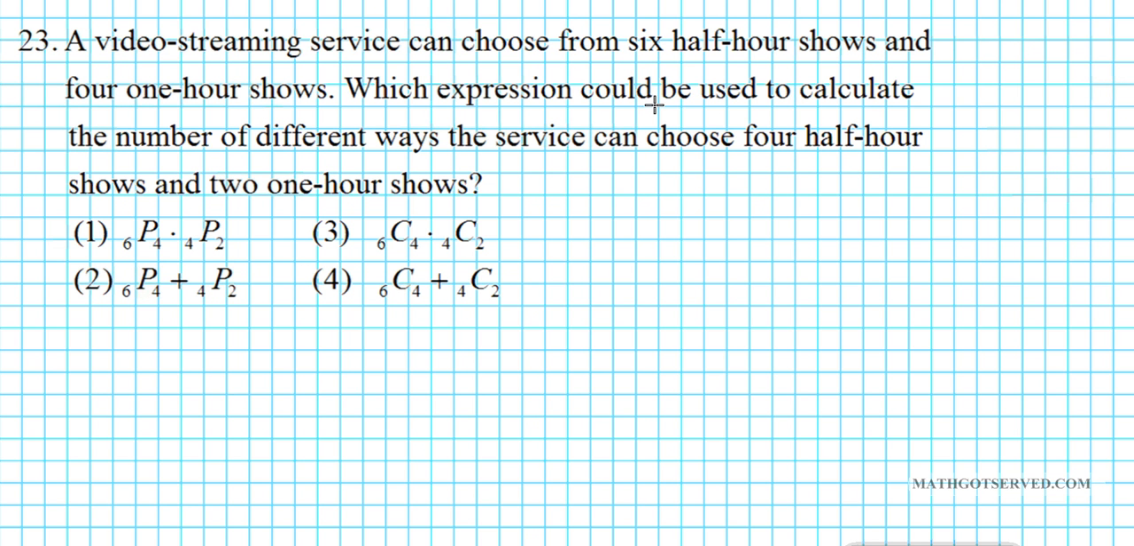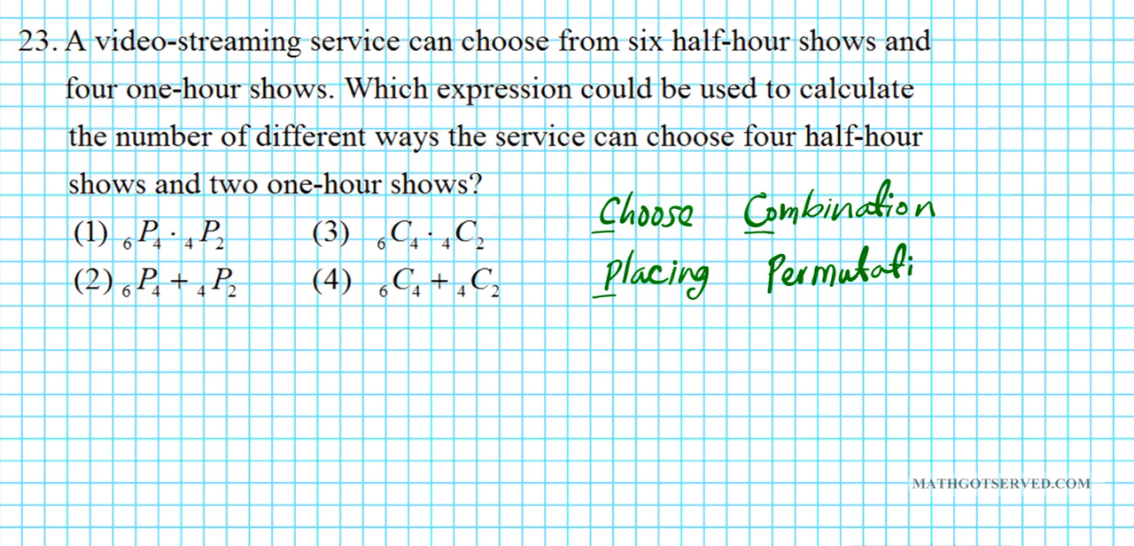Which expression could we use to calculate the number of different ways the service can choose 4 half-hour shows and 2 one-hour shows? Two things you want to remember when dealing with permutation, combination, and selection problems: whenever you're choosing without any order, that's combination. Think C for choose and C for combination. Whenever you're placing or arranging, anything that has to do with order is permutation. This mnemonic device, this pattern, helps you determine what to use.